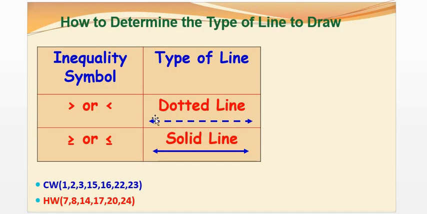Quickly, let's review that whenever you have only these symbols, less than or greater than, there will be a dotted line. When you have less than or equal to, greater than or equal to cases, then there will be a solid line. Clear? Okay. So these were the points that you have to keep in your mind.